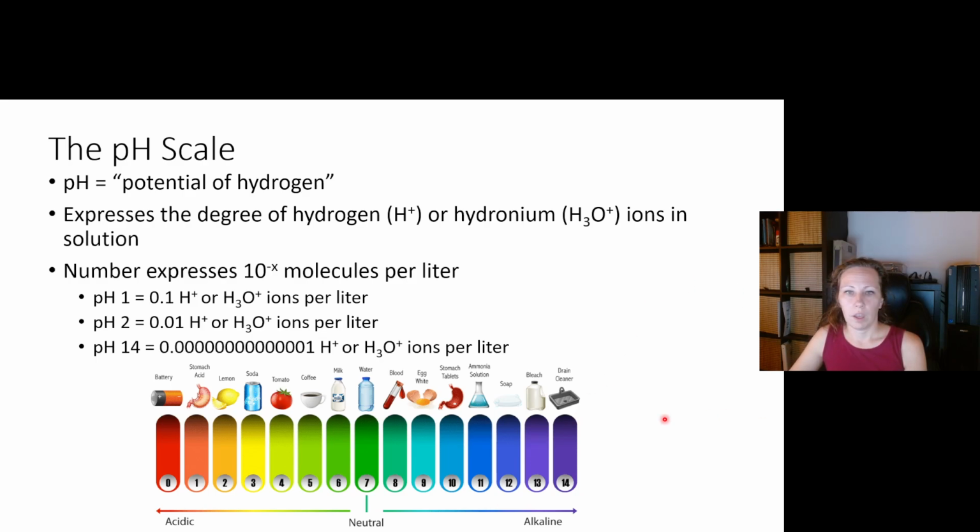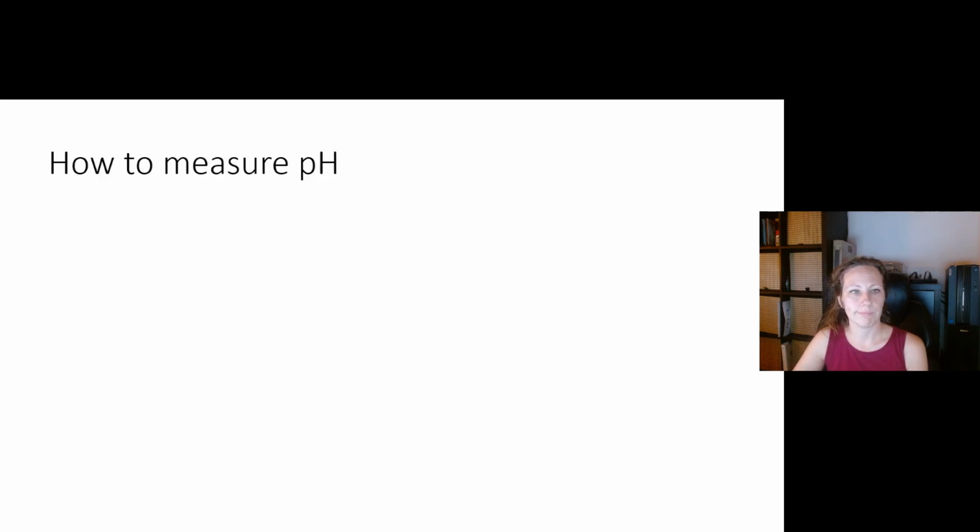So acids are below 7, and bases or alkaline substances are above 7. And the stronger the acid or base, these strong ones can cause severe burns, so you need to be careful.